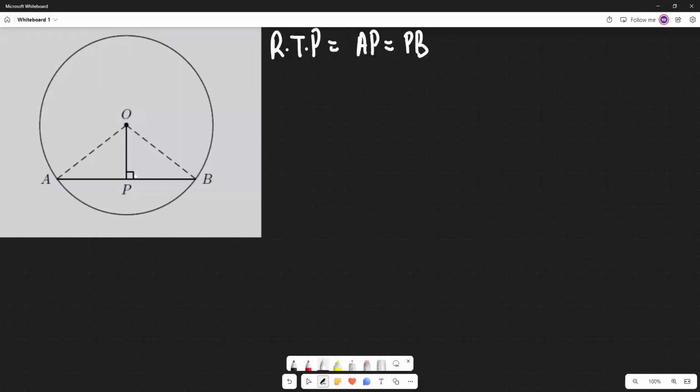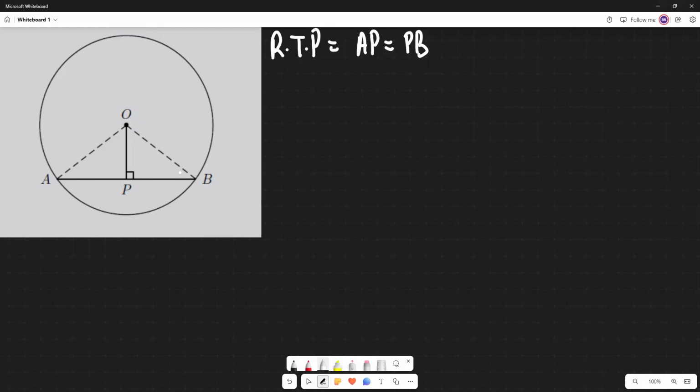Right. And this theorem is examinable, ladies and gentlemen. It can be asked in formal activities, formal tasks, like in exams and tests. So without wasting time, let's get to it. So here they say RTP, which means required to prove. So we are required to prove that AP is equal to PB.